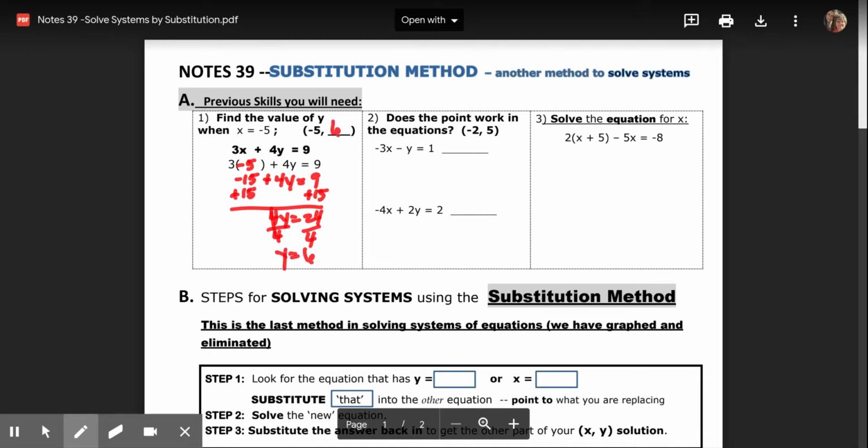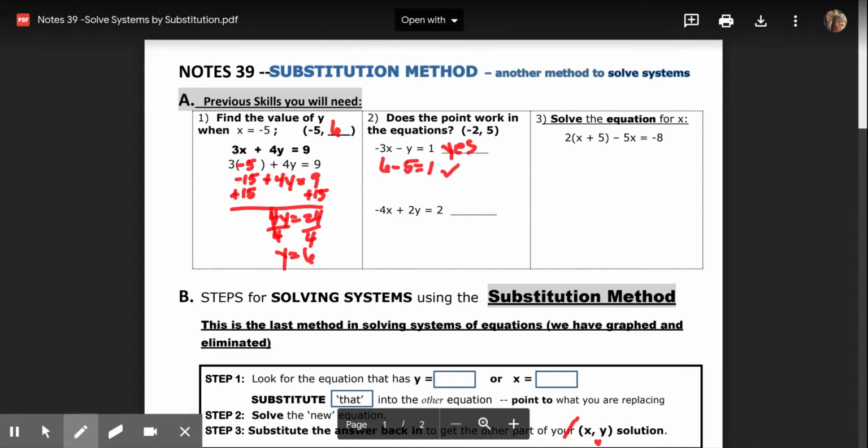Problem 2, does the point work in the equation? So the point -2, 5. Does it work in both equations? So we're going to have -3 times -2 is 6 minus 5. Does that give us 1? Yes, it does. That checked out.